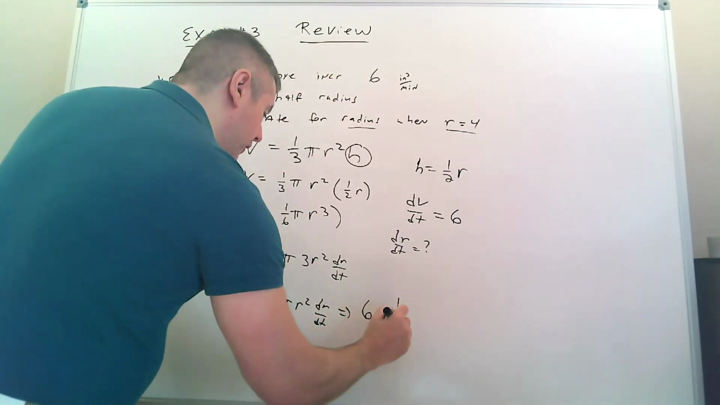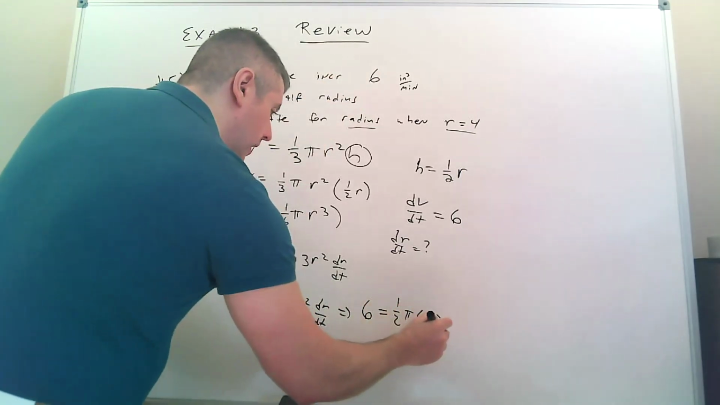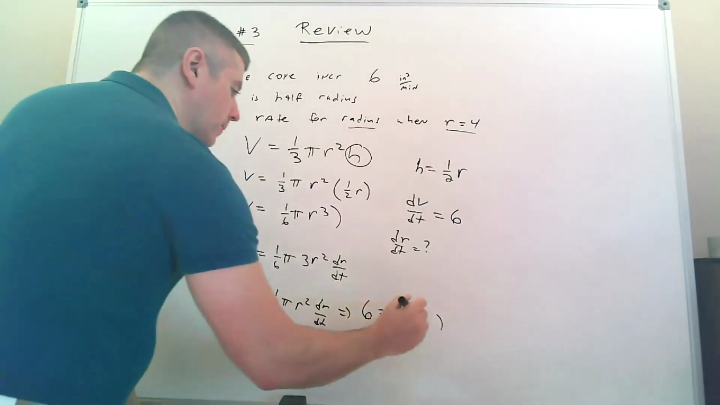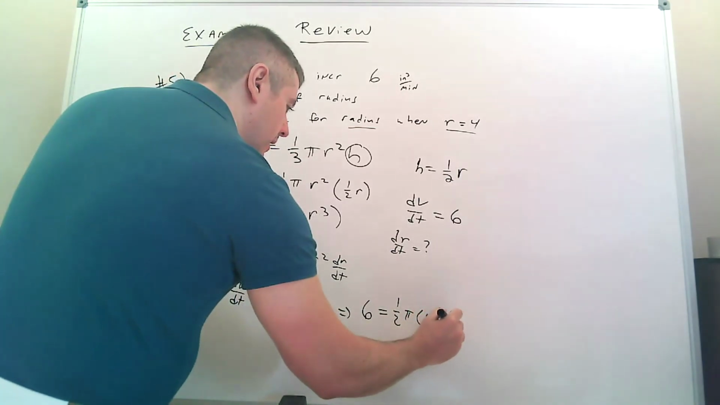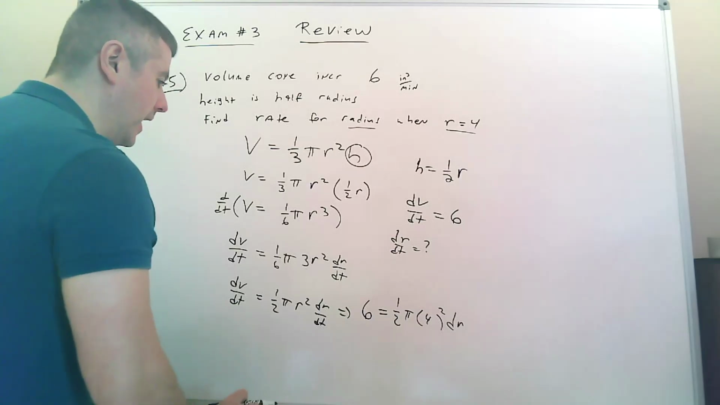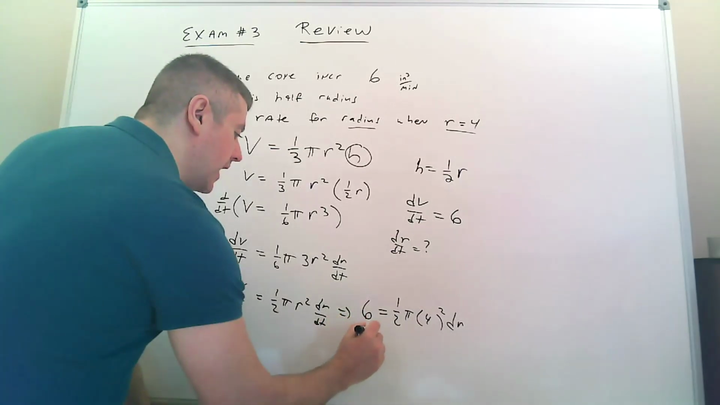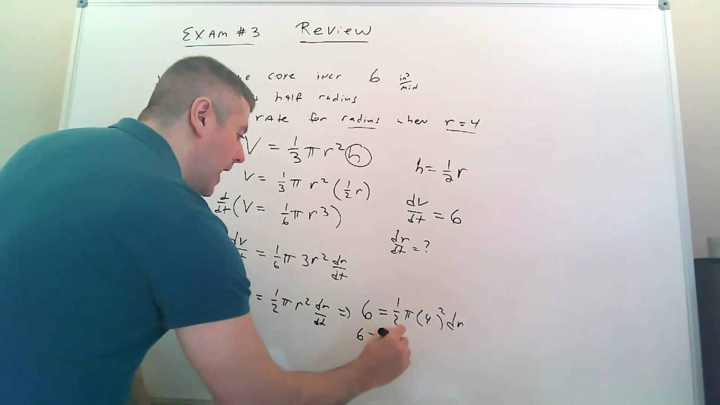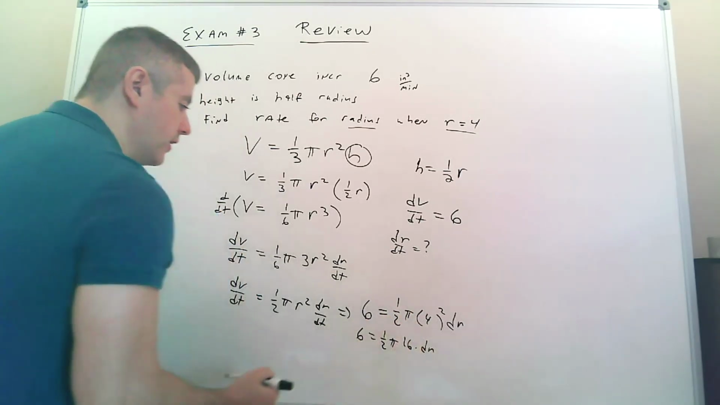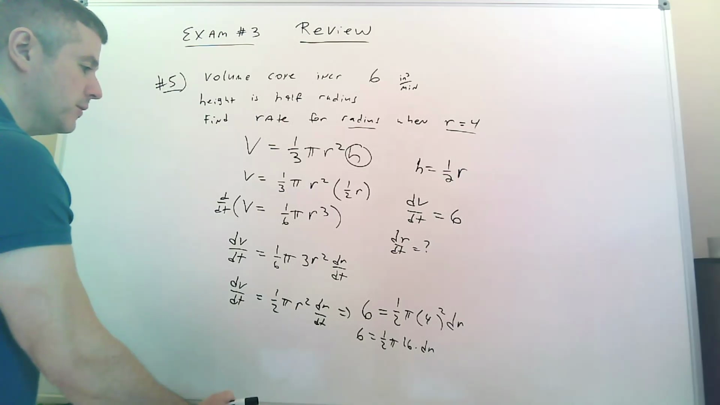So you have 1/2 pi. I mean, at this point, it's plugging in. You really can't do this wrong. R is 4, but you got to square it. dr is what you're solving for. This is going to be very tight. So you have 6, 1/2 pi, 4 squared is 16 dr. And yes, it's dr dt, but I'm kind of running out of room, so I'm writing this.